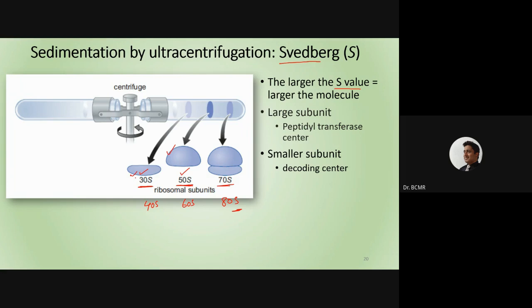In the previous slide, I described that the ribosome has two functions: to read the mRNA, and second, to make the protein. The smaller subunit is mostly involved in reading the mRNA, the decoding center, you call it. And the large subunit is the one that makes the protein, because of the peptidyl transferase center, the reaction of polymerization of amino acids.